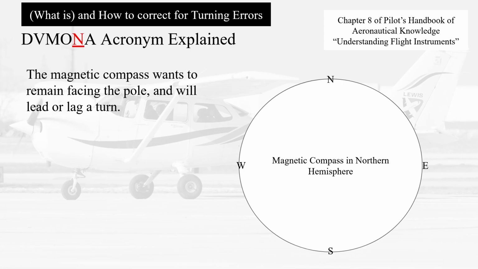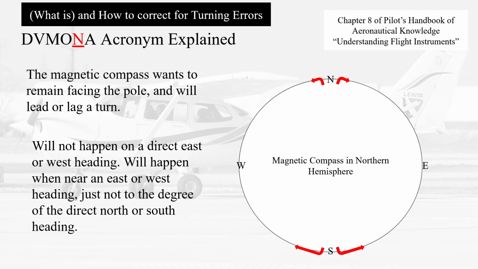If you're turning from the north in the northern hemisphere, for this example, it's going to lag because it wants to stay to that north heading. If you're turning from the south, it's going to want to overshoot that and go back to that north heading prematurely. So if you're turning from the north, you might want to overshoot a little bit. If you're turning from the south, you might want to lag the turn.